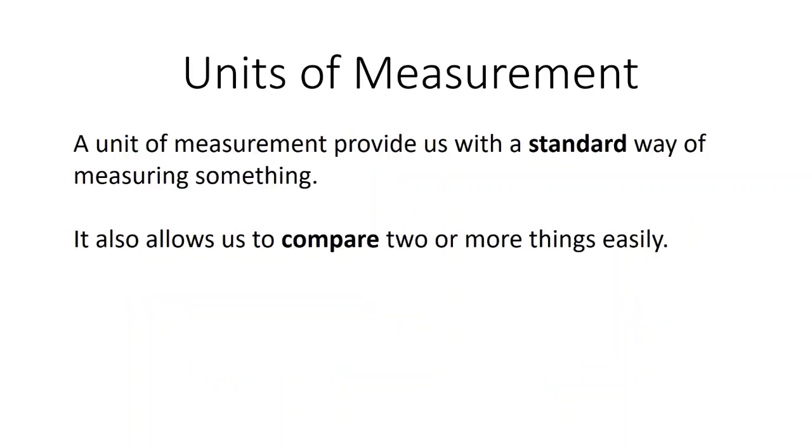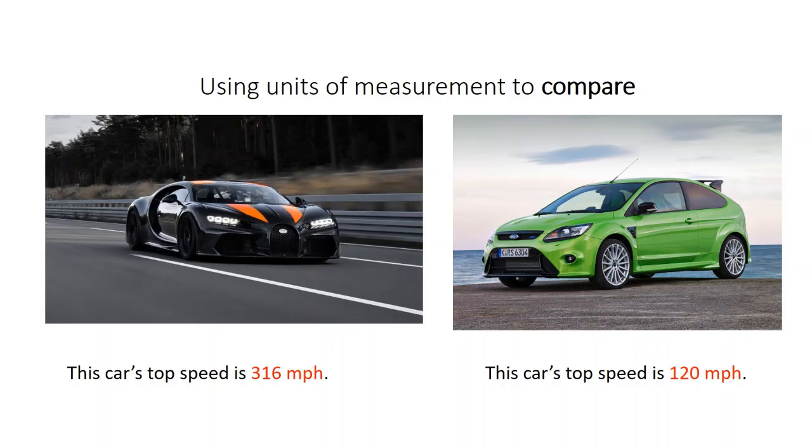So a unit of measurement, once we've decided what we want to measure, provides us with what we call a standard way of measuring something. And it allows us to compare two or more things easily, and we're going to look at how that works now. Supposing that we want to compare these two cars, the car on the left has a top speed of 316 miles per hour, and the car on the right has a top speed of 120 miles per hour. So by using the unit of measurement, miles per hour, we can easily see that the one on the left is about 3 times faster than the one on the right.